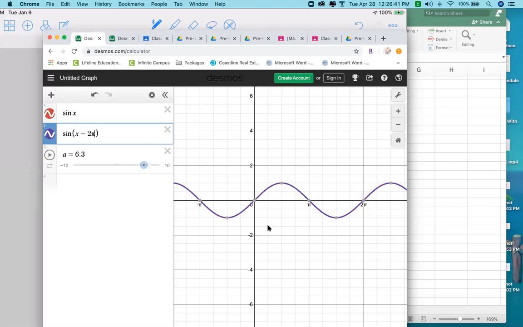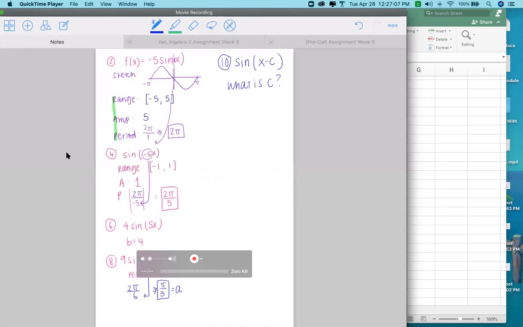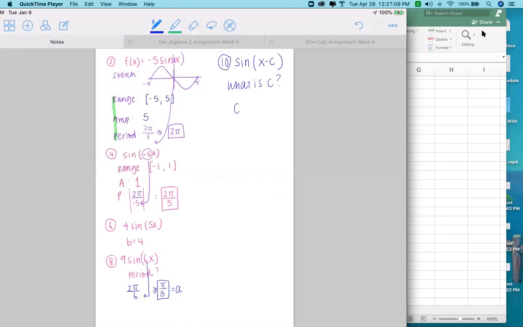Because if I have my original graph and I move 2 pi over, it will just be overlapping itself. And then it will overlap itself again when it's 4 pi. When it's 5 pi it doesn't overlap, but 6 pi overlaps. Any even number of pi, it will overlap itself. But the smallest would be 2 pi. So going back to number 10, the C value would be 2 pi.